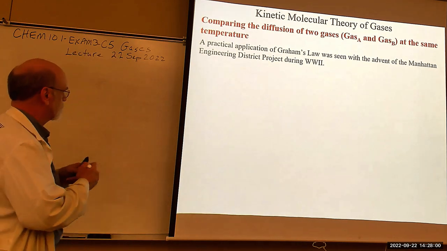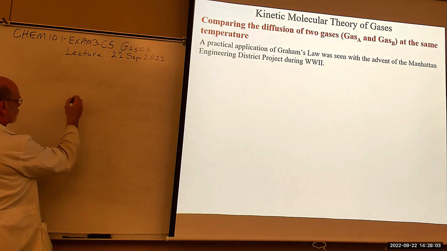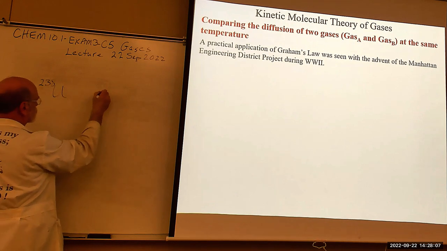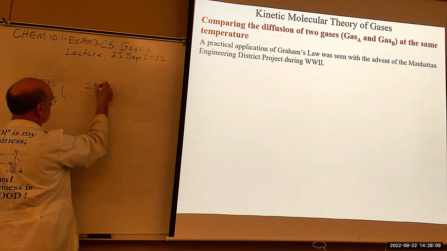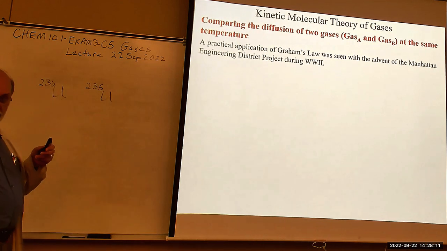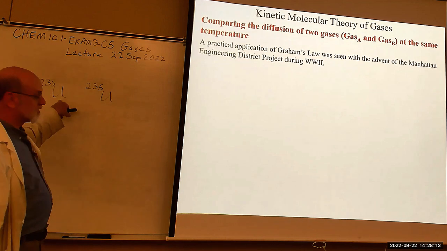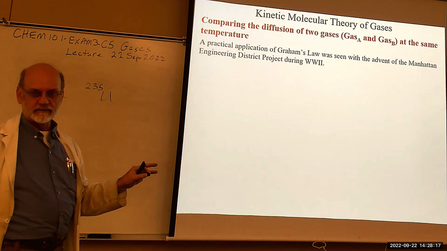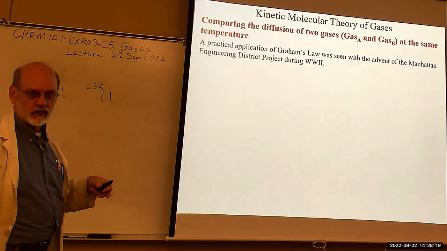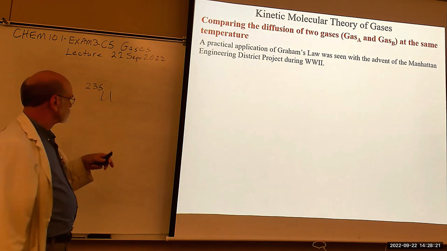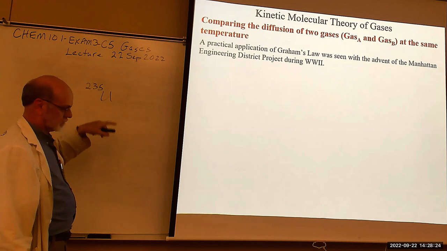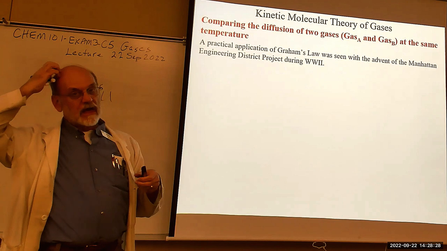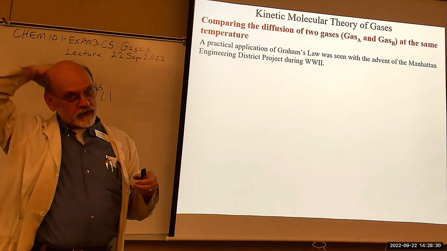Uranium is a mixture of principally these two isotopes. But most of it is this one, which is no good for making a bomb or using it for nuclear power. You need this one. You need a way to purify it. And there are several ways that were under investigation.